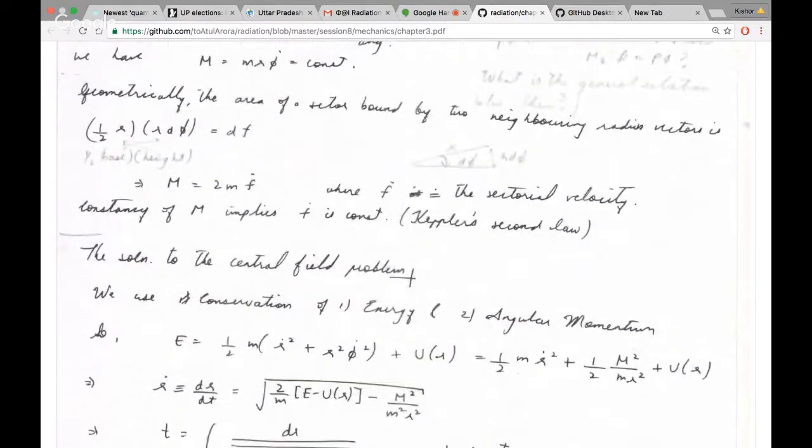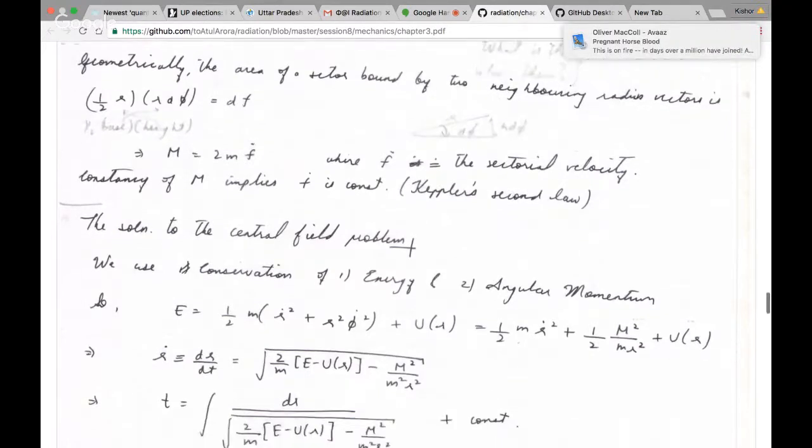The solution to the central field problem: we use the conservation of energy and angular momentum. So E equals half m (r dot squared plus r squared phi dot squared) plus U of r. This is written as half m r dot squared plus half M squared by (m r squared) plus U of r.